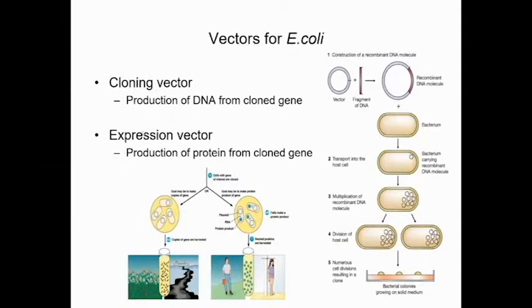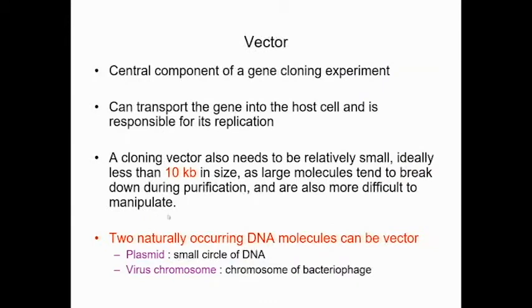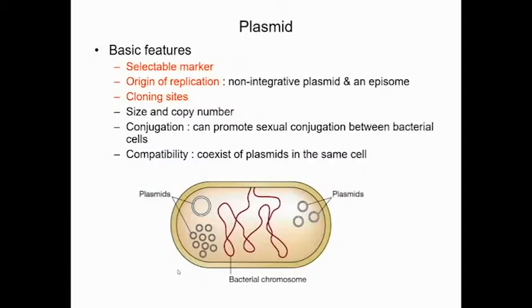So two general types of vector, cloning and expression, and two naturally occurring DNA molecules can be vectors, plasmid and virus chromosome. Don't get confused. So the plasmid is a circular DNA molecule.